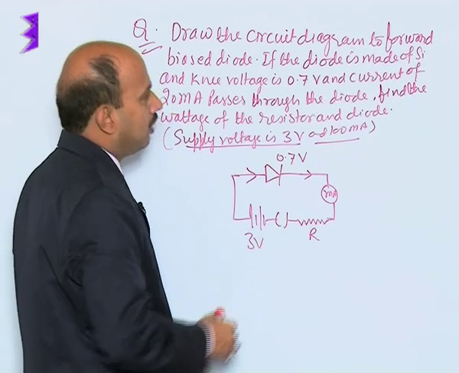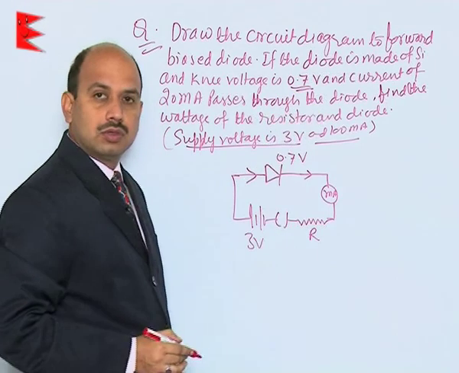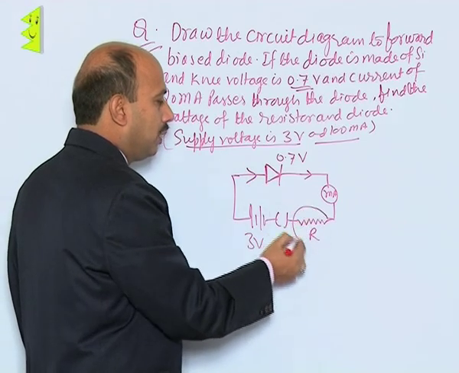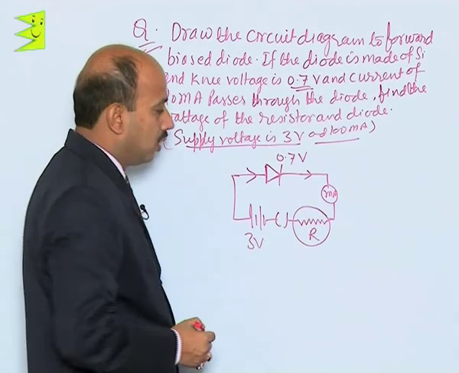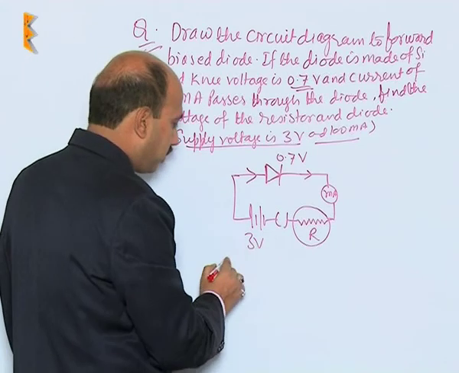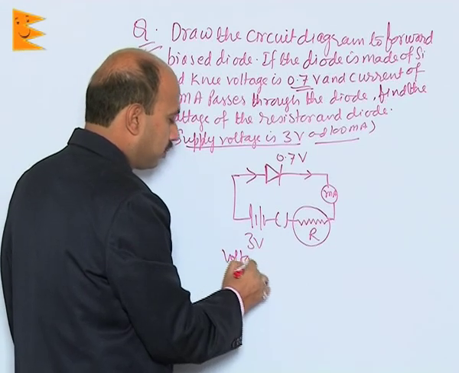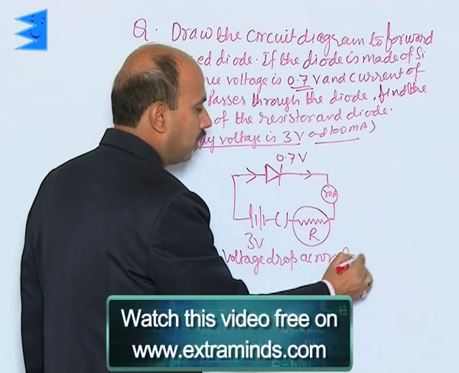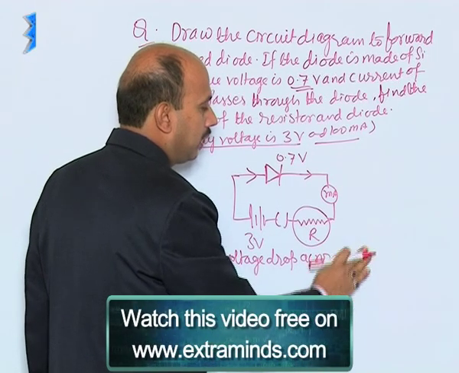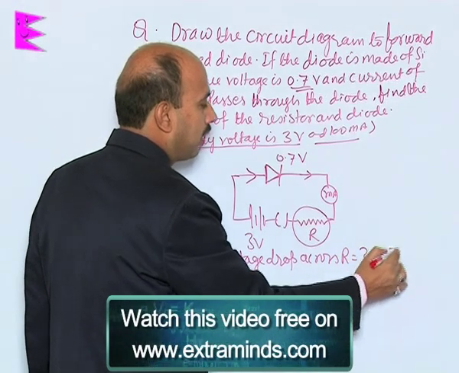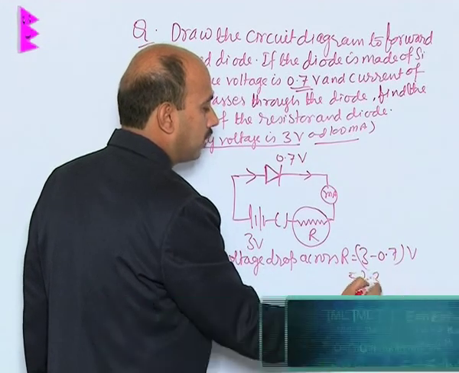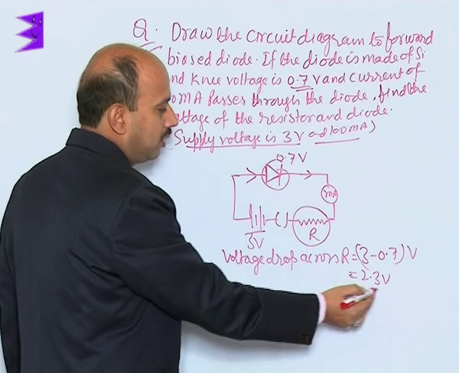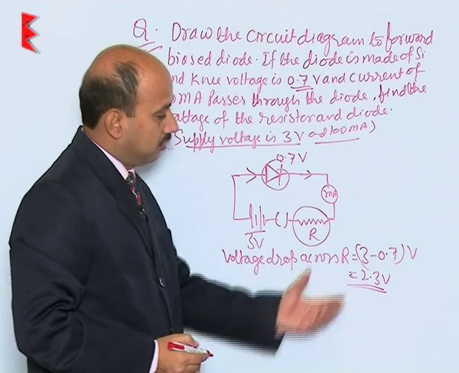Now see what we are given here. This is the 0.7 volt. So 0.7 volt is dropping across this, so the rest of the voltage will be dropped across the resistor. So we get the voltage drop across R equal to 3 minus 0.7 volt, that is 2.3 volt. Because 0.7 is here and the total is 3 volt, this one is the voltage drop across this resistor.